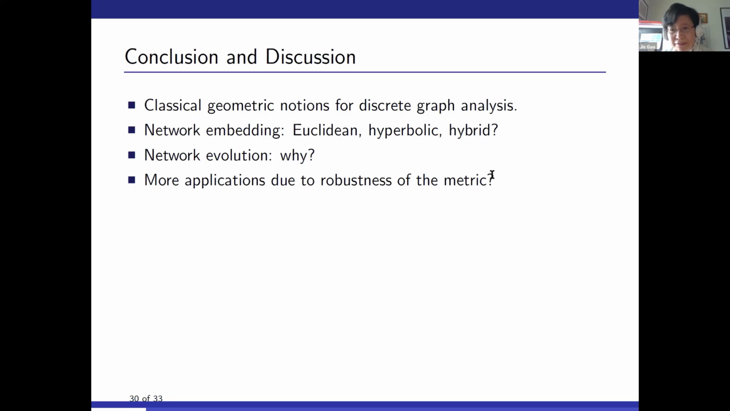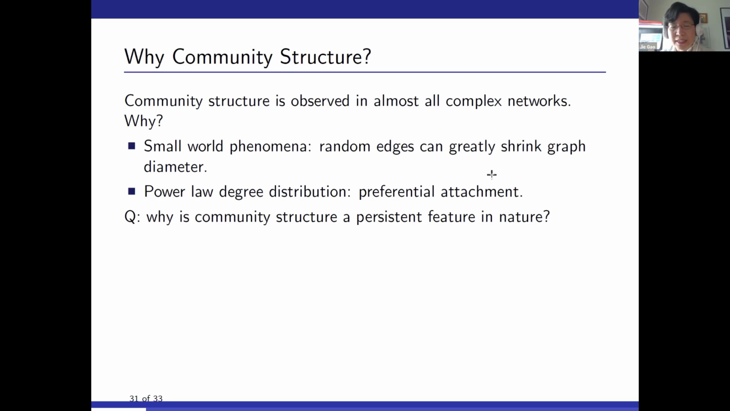And another question we have left after doing all of this is the following. When we look at a complex network, we see community structure almost everywhere. And we just wonder, why community structure? Why do we always have community in networks from very different application settings? If we look at other properties of complex networks, there are theories to explain it. Small world phenomena, for example: when you have random edges, then you start to bring down the diameter quickly. And power law degree distribution is due to preferential attachment. Again, there's a very nice theory to explain why this shows up. So the corresponding question we ask is, why is community structure a persistent feature in nature? And are there some theories that would explain it?